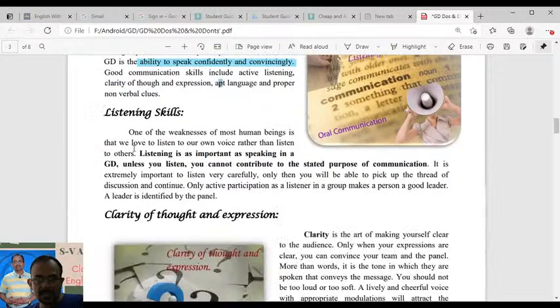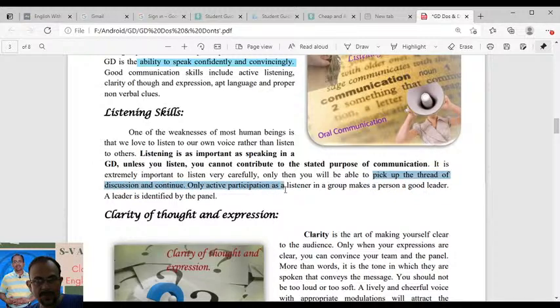Next, listening skill. One of the weaknesses of most human beings is that we love to listen to our own voice rather than listen to others. Listening is as important as speaking in a GD. Unless you listen, you cannot contribute to the stated purpose of communication. If you do not listen, you cannot express yourself. So, it is extremely important to listen very carefully. Only then will you be able to pick up the thread of discussion and continue.